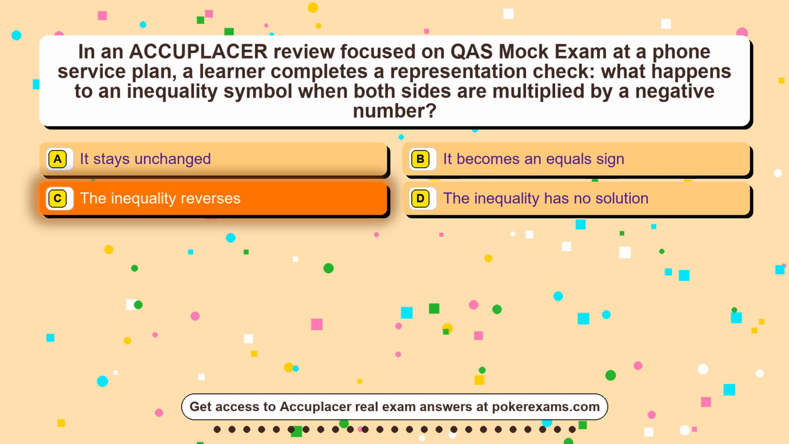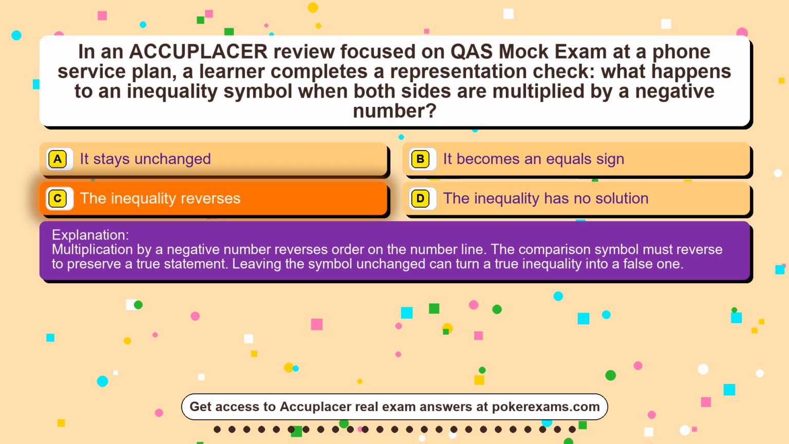The correct answer is option C. The inequality reverses. Multiplication by a negative number reverses order on the number line. The comparison symbol must reverse to preserve a true statement. Leaving the symbol unchanged can turn a true inequality into a false one.